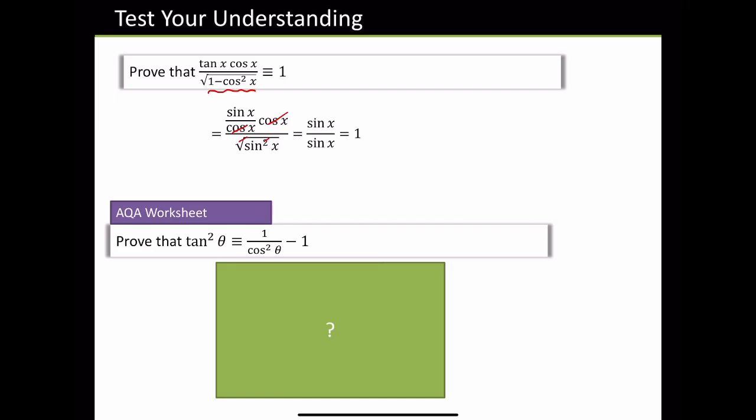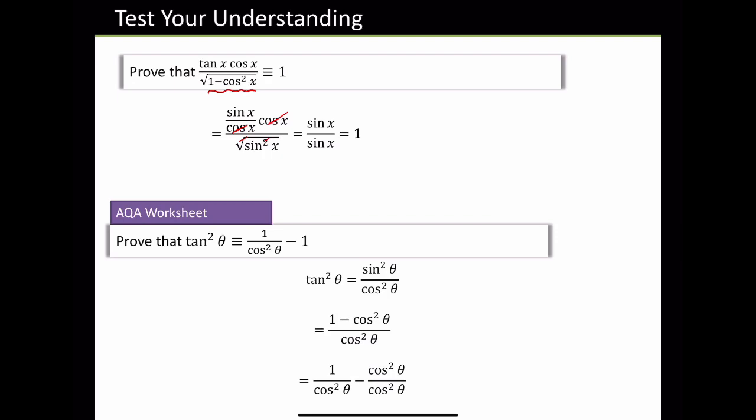Same again: prove that tan squared of theta equals 1 over cos squared of theta, take 1. On the right hand side, break it down to sin squared theta over cos squared theta, 1 take away cos over cos, and then simply break it down. This is a bit backwards, but that's the way you would do it.